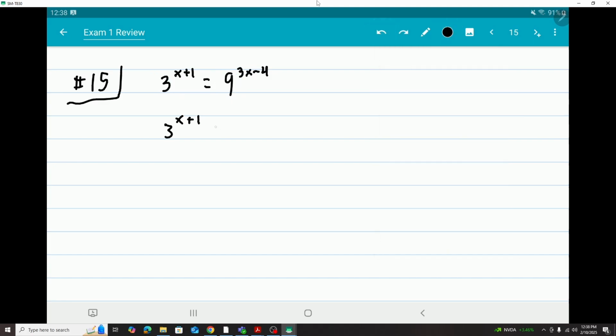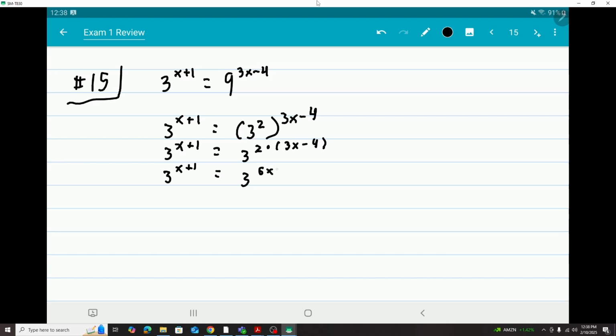We know that 9 is 3 squared raised to the 3x minus 4. And so on the left, I still keep my 3 to the x plus 1. On the right, I have a power raised to another power like this. So in that situation, you multiply the two powers together. So one more line, 3 to the x plus 1 is equal to 3 to the 6x minus 8.